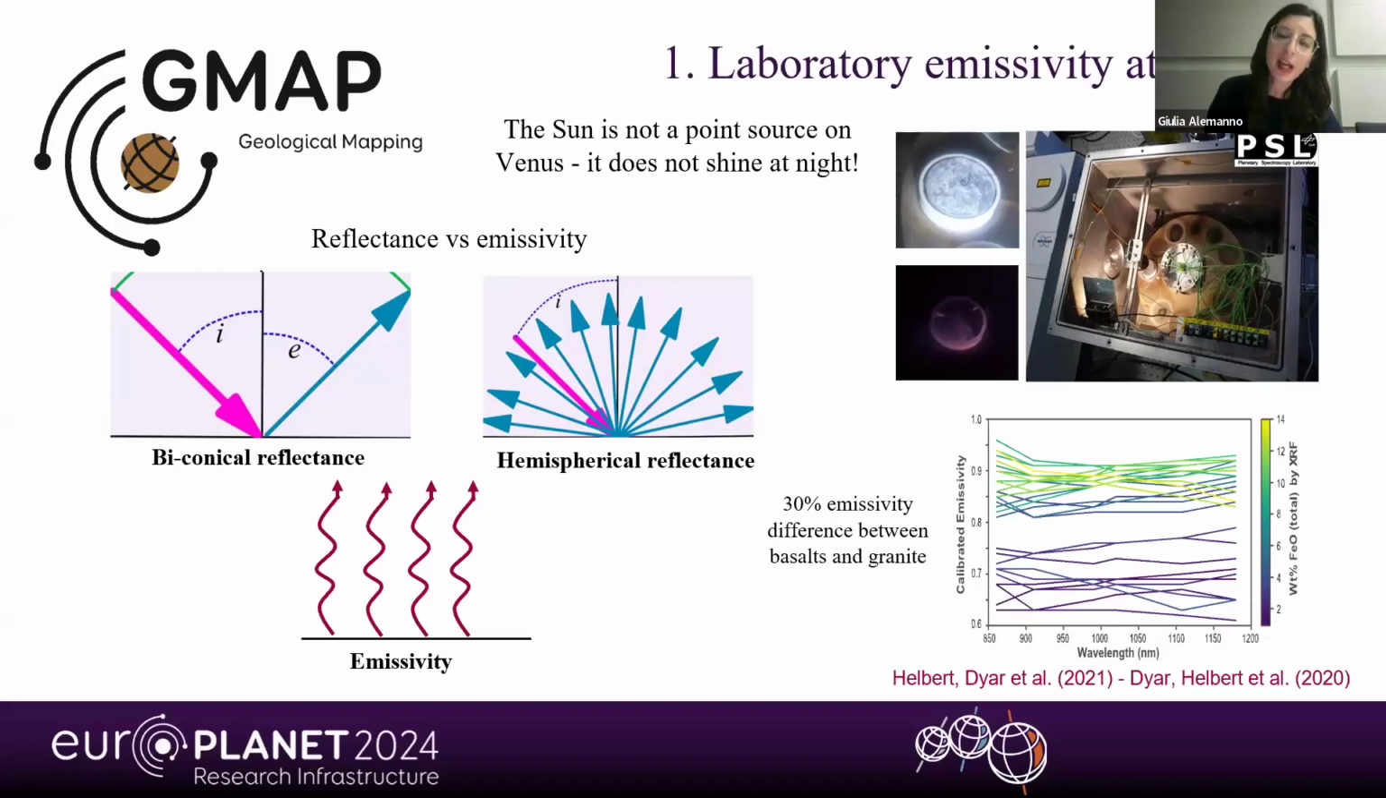And what has been observed is that there is a 30% emissivity difference between basalts versus granites. And if we see these emissivity differences in the VIRTIS data, or emissivity data from the Venus surface, we are able to say, okay, what we are observing here is the signal coming from a basalt lava flow, for example. And what we are observing here is instead a signal coming from a granitic rock.